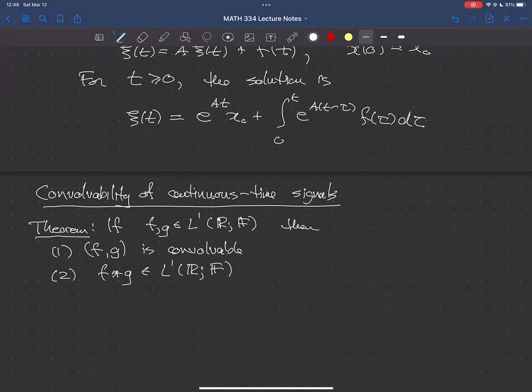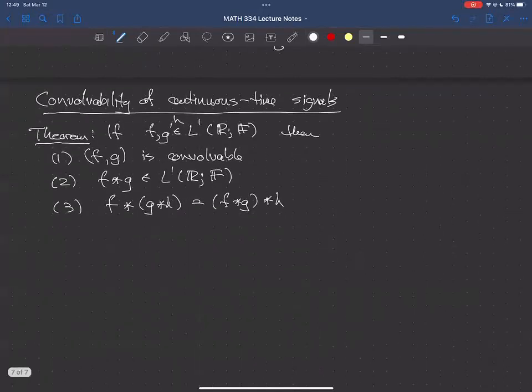Moreover, let me introduce another function H in there. Convolution in this case is associative. So this gives you a class of convolvable signals, namely where F and G are both in L1. That's nice. L1 is a nice identifiable class of things.